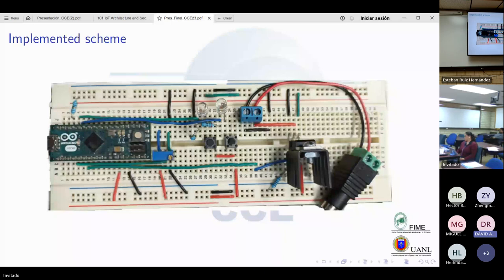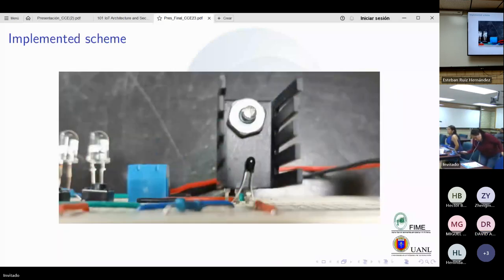The first one is to have a very close approach from the emission of heat to the sensor, and the other one is to try to diminish the nonlinear behavior due to air currents or anything that can interrupt our sensing. Next one, please. This is a close-up of the arrangement I already told you. This is the thermistor, and this is the heat dissipator for the transistor. Next one, please.